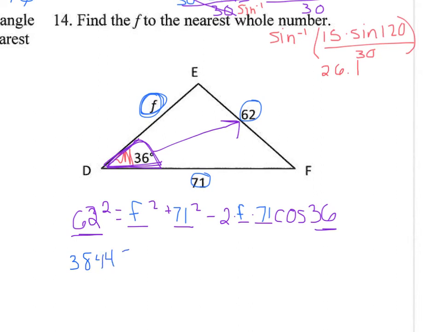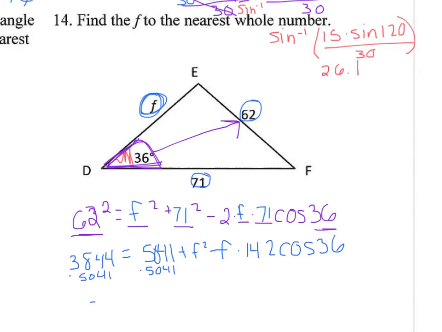Once I start simplifying this, I get 3,844 is equal to 5,041 plus f squared minus f times 142 times the cosine of 36. The next step is that I can subtract 5,041 from both sides.